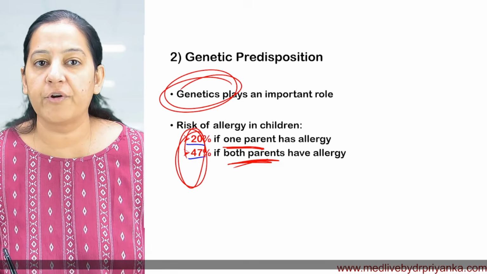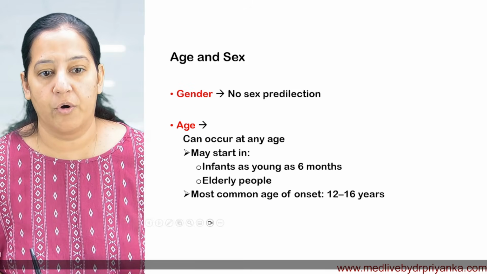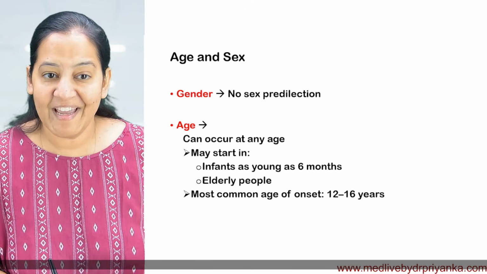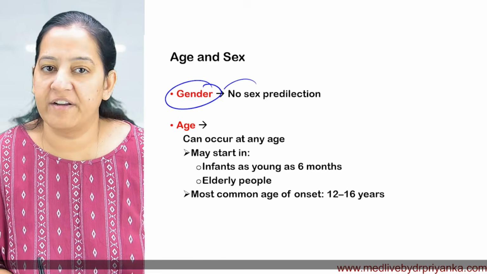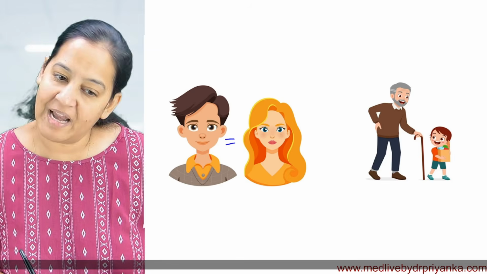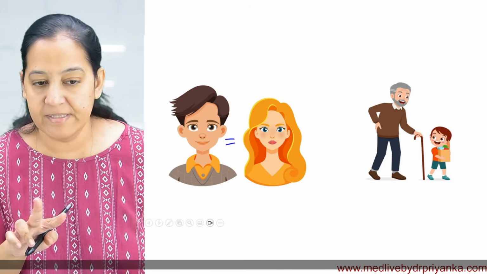People say, got it or didn't get it? So here I taught you two etiologies. Okay. Now what about age and gender? There is no predilection. Males and females have equal prevalence of allergic rhinitis.